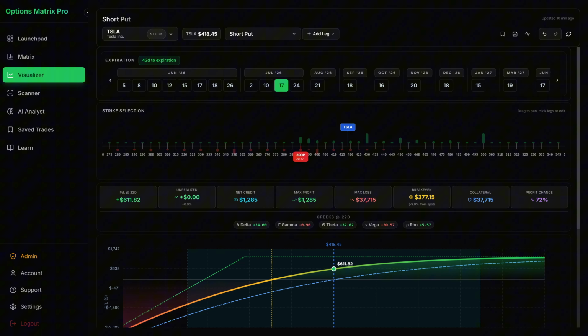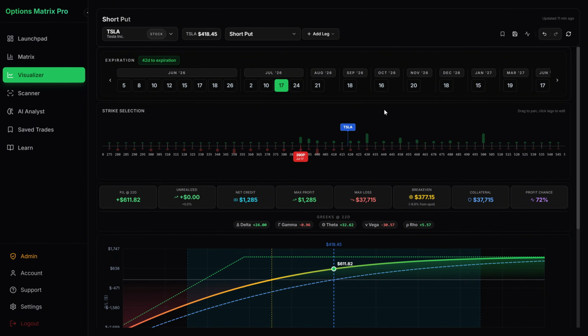Welcome to the fourth video in the Options Matrix Pro platform walkthrough series. In this video, we're going to be looking at the strategy visualizer. The visualizer is where you want to go when you already have a trade idea and you want to understand the risk and the reward and the shape of the trade before you take it any further.